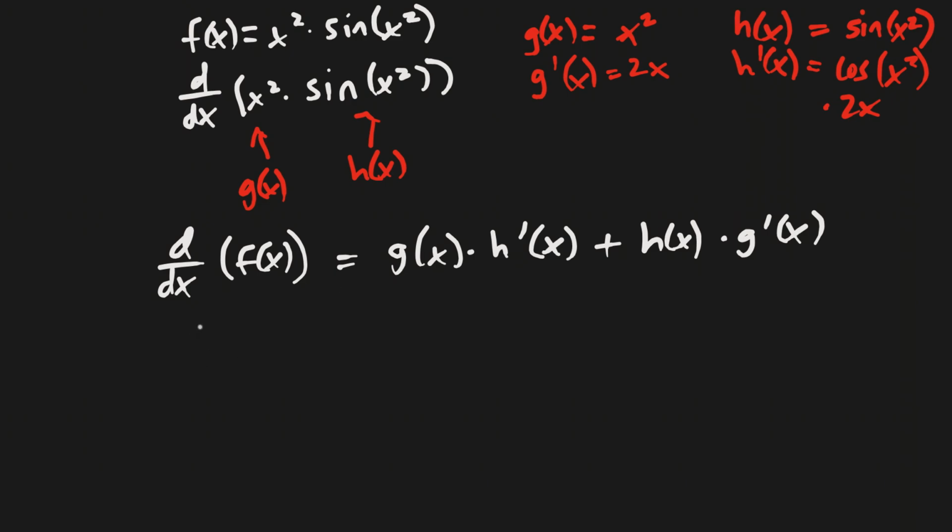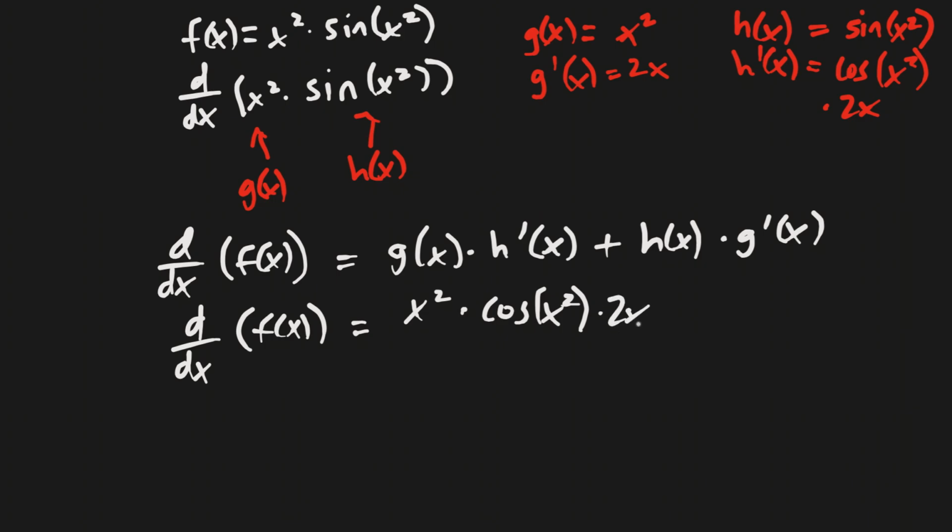Okay, so now let's write out the actual functions, right? So this is going to be equal to g of x, which is right there, x squared, times h prime of x. We have this all, so all we have to do is just write it out. We already have everything given right there. That's the benefit of writing it all out. Plus h of x, which is sine x squared, times g prime of x, which is 2x.